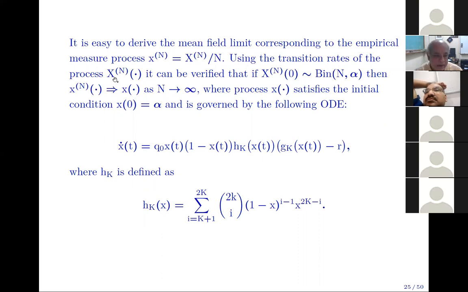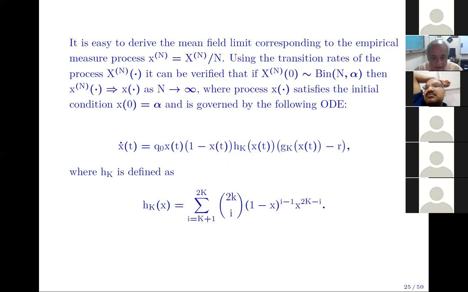Xn0 is binomial in alpha, and then Xn as a process converges to X, where X is a deterministic function whose initial condition is x0 equal to 0, and the ODE is given by x dot t is q0 times something. Earlier, if you remember, there was 1 minus xt times xt. But here we have xt times 1 minus xt and q0, with these additional terms in the product, gk of xt, minus r, and hk of xt, which is this binomial quantity. Basically, at time t, xt is the proportion of people with opinion 1, and this is the binomial with parameter 1 minus xt.